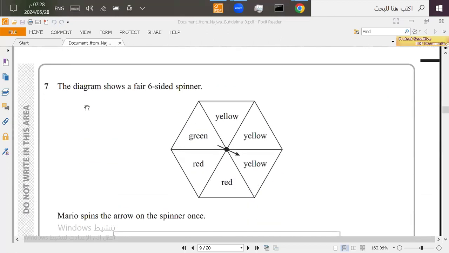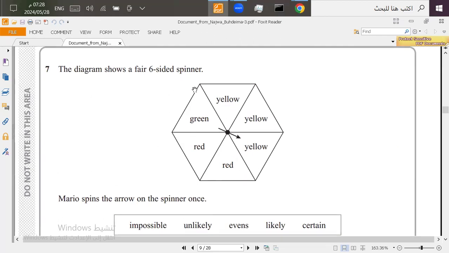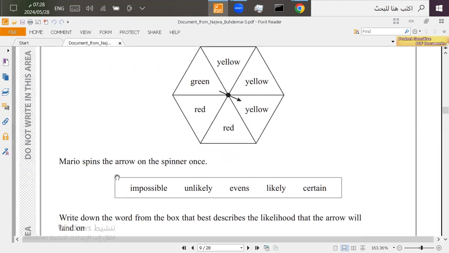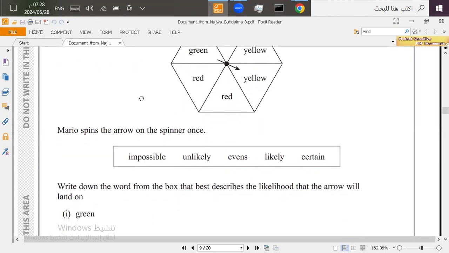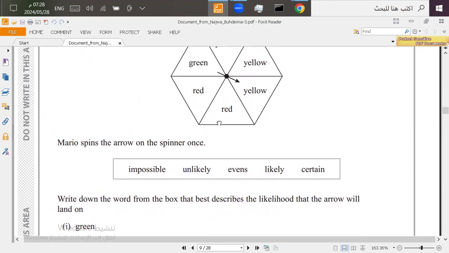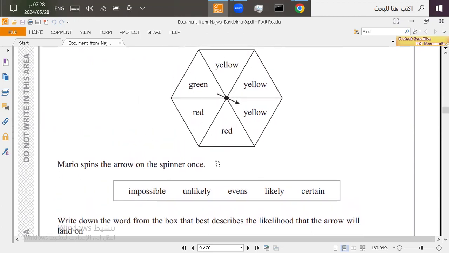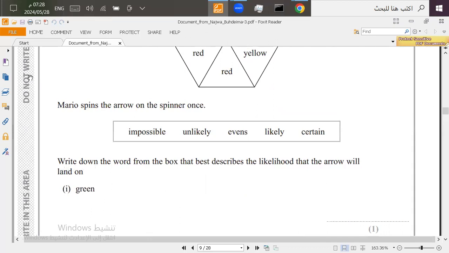Question 7. The diagram shows a fair six-sided spinner. We have letters and colors on the spinner. Mario spins the arrow on the spinner once. Write down the word from the box that best describes the likelihood that the arrow will land on green. So green is what? We're going to use these words. Now, it's not impossible. It's only unlikely. Yes, because we only have one green, so it is unlikely. So for green, we write unlikely.